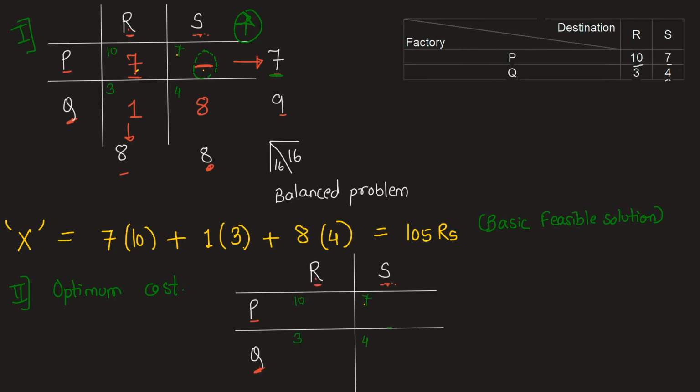Now if I make 1 unit allocation for destination S from factory P, I will have to balance all other units. So this will become 6. 6 plus 1, the demand will be met, which will be 7.